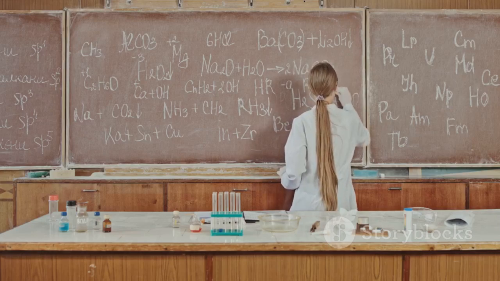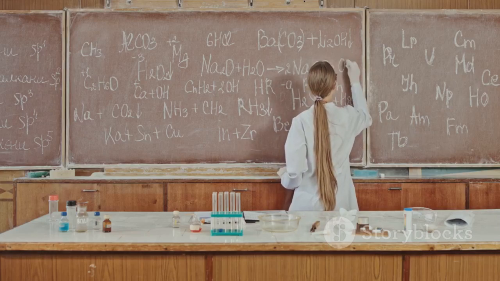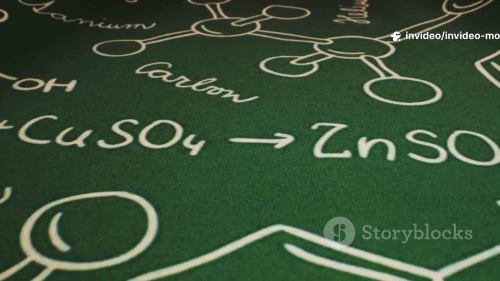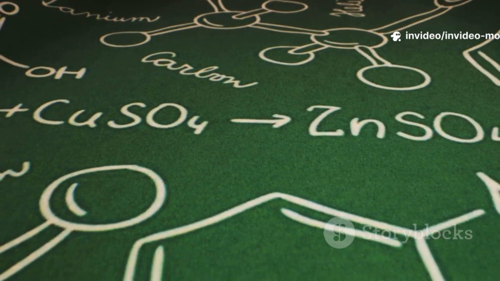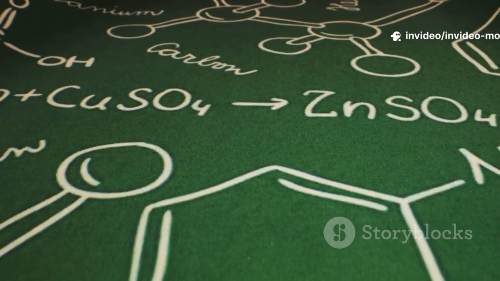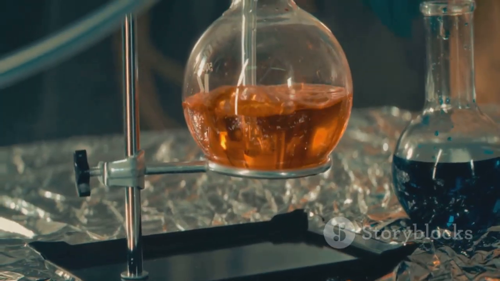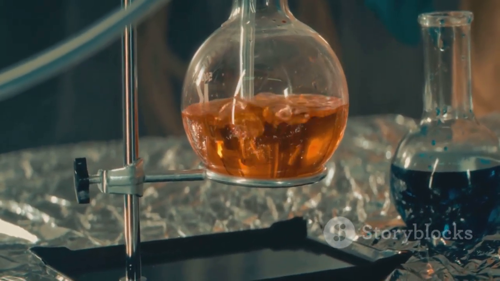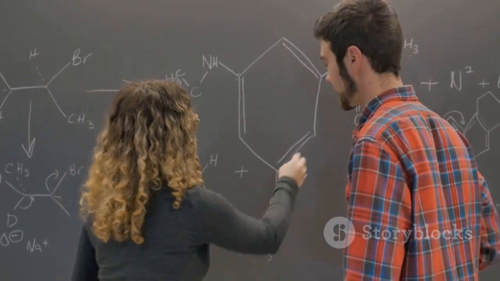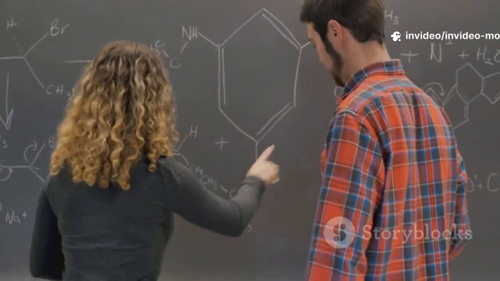Now let's connect this to real chemistry, stoichiometry. That's just a fancy way of using moles to balance chemical equations and figure out how much stuff you need or what you'll get after a reaction. For example, if I react hydrogen with oxygen to make water, the balanced equation tells me how many moles of each I need and how much water I'll get.